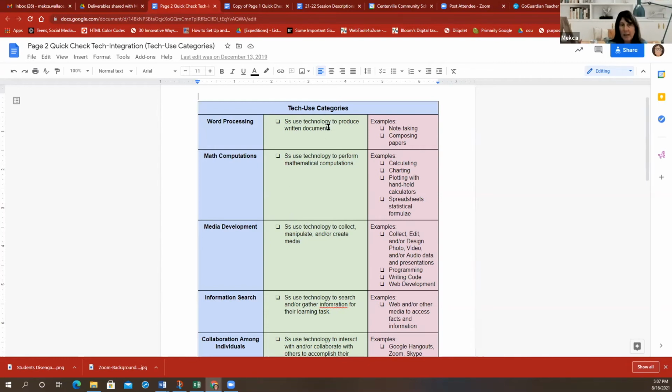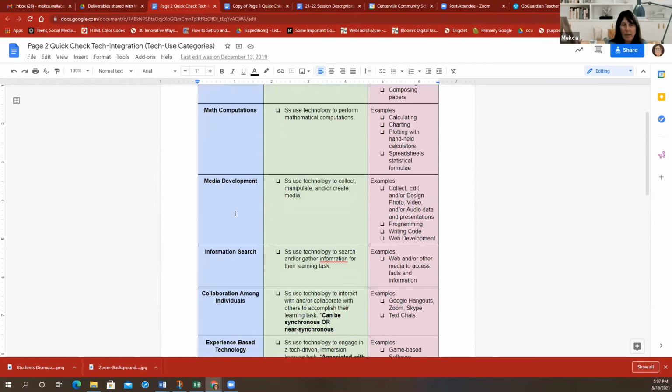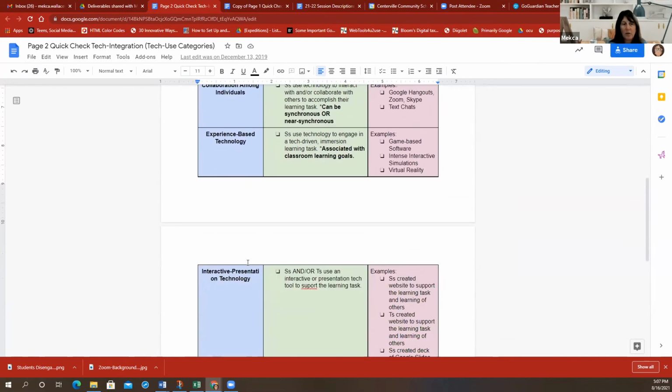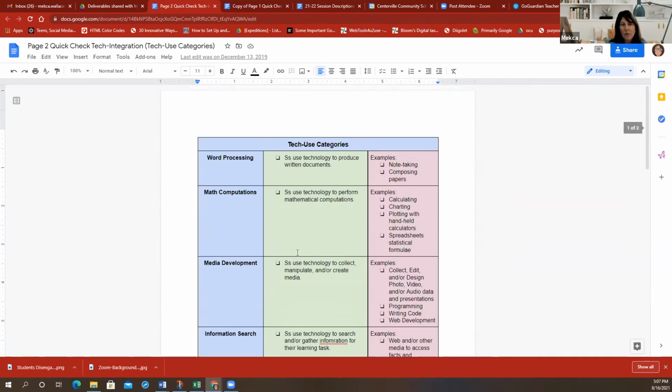most often the tech use categories that we were seeing is word processing, using tech for math computations, media development, information search, collaboration among others, and then experience-based technology, and finally interactive presentation on technology. And so I give just a few examples of those. So if I walk into a classroom and students are using technology to produce written documents, examples might be their note-taking on a Google Doc, or they're composing papers, again, on a Google Doc or Word.